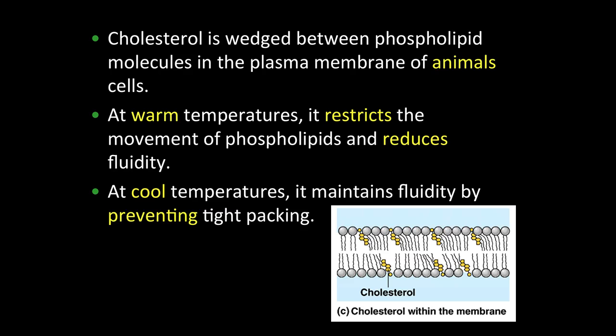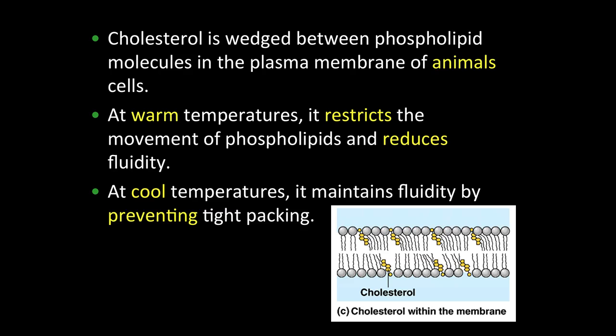So cholesterol is wedged between phospholipid molecules in the plasma membrane of animal cells. Two things could happen: either the temperature is warm or it is cold. In a warm temperature, it means that there's a lot of heat energy around, so there's a lot of kinetic energy.